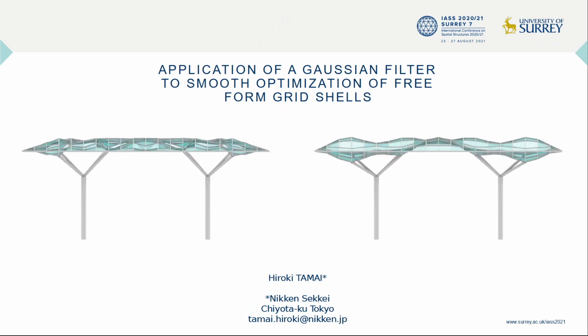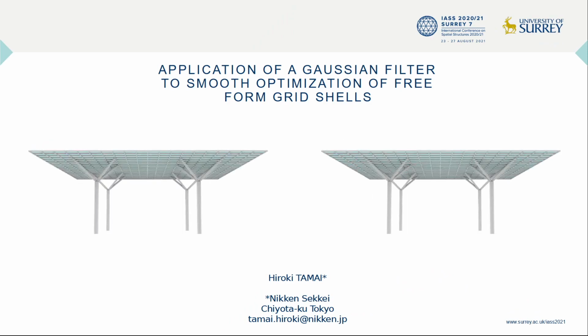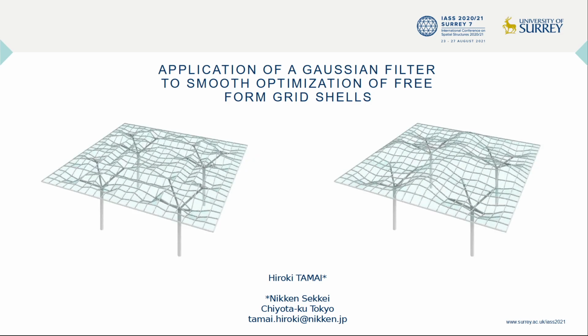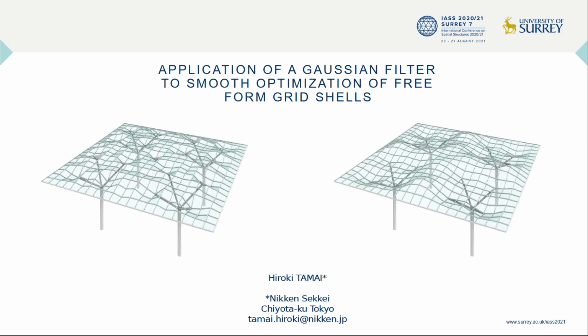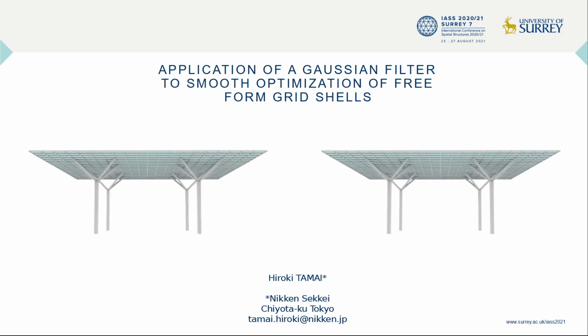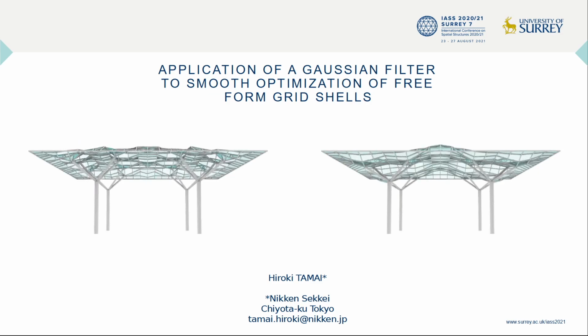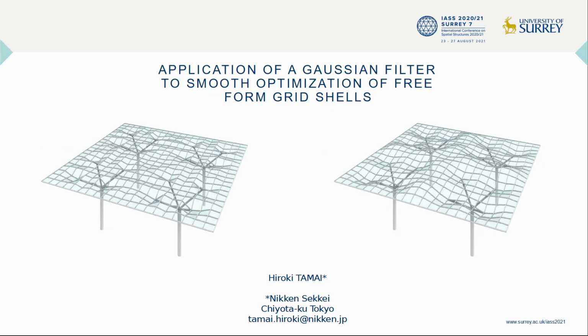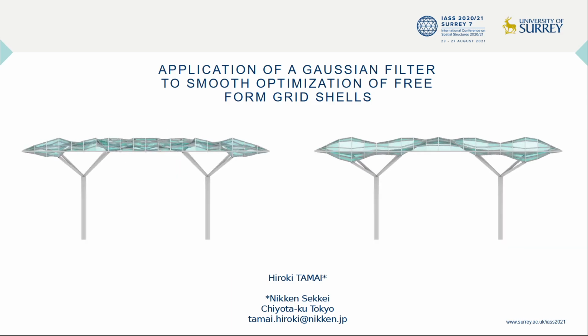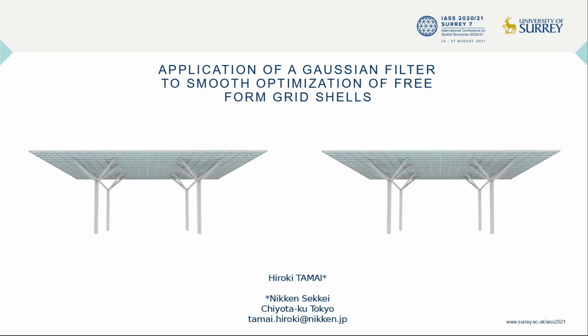Hello everyone. This paper is about application of a Gaussian filter to smooth optimization of freeform grid shells. The animation in this title page is showing two optimizations of the grid shell to minimize the total strain energy. The left one is an ordinary optimization process by using one of the Quasi-Newton methods.